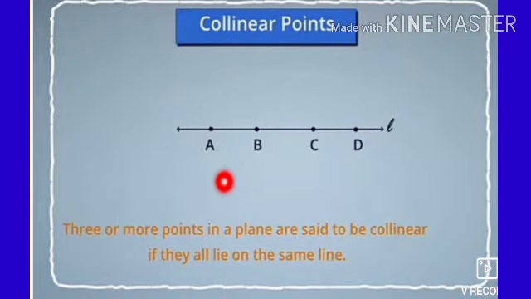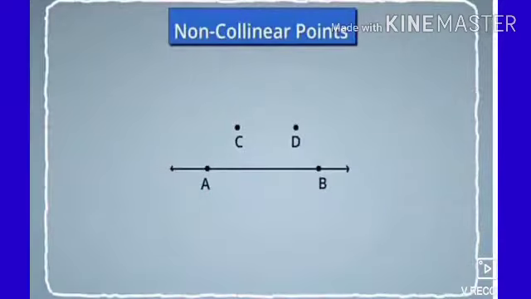Collinear points. Three or more points in a plane are said to be collinear if they all lie on the same line. Here A, B, C, D are collinear points. Non-collinear points. Here A, B and C, D are non-collinear points because they do not lie on the same line.